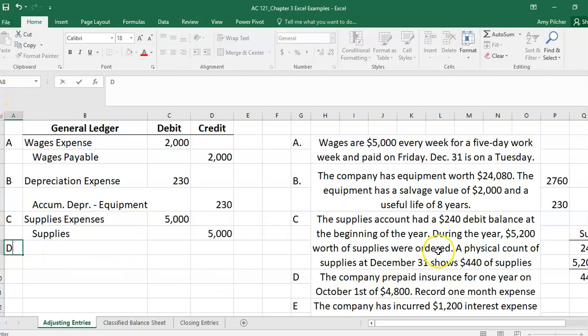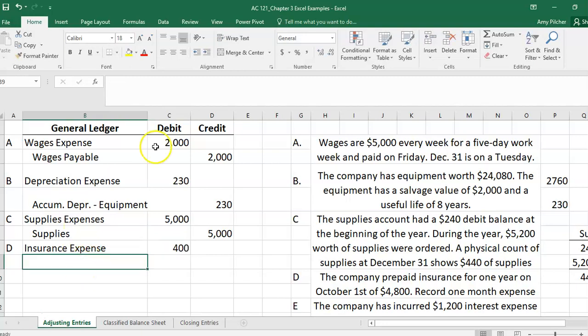Transaction D. We prepaid insurance for 1 year on October 1st of $4,800. Record 1 month of insurance expense. So $4,800 divided by 12 is $400. 1 month of insurance expense is $400. We would record an insurance expense and reduce our prepaid insurance account to show that we have used up insurance.